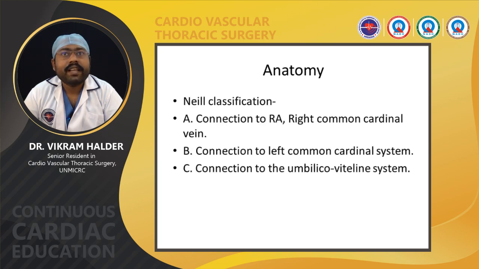And Neill's classification is basically based on embryology. Type A is connection to the RA or right common cardinal vein derivatives, the SVC or azygous vein. Then connection to the left common cardinal vein, in which case the common chamber is connected to the left superior vena cava or left innominate vein, and connection to the umbilicovitelline system.